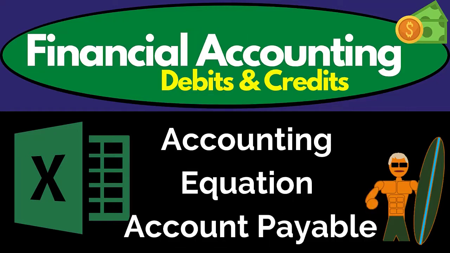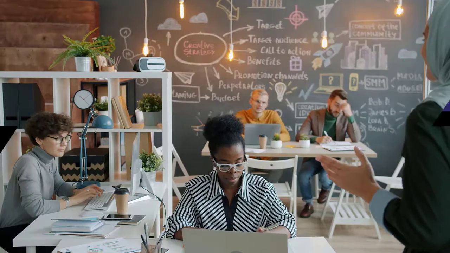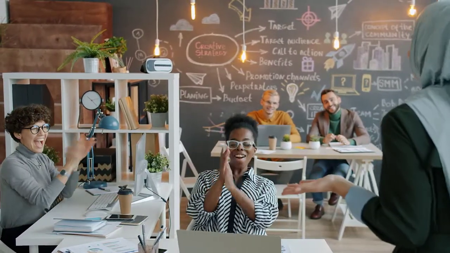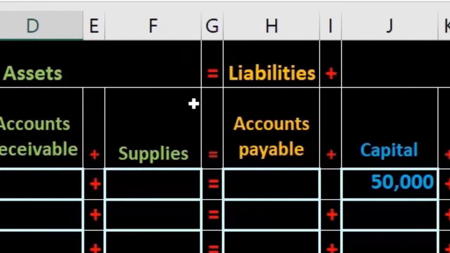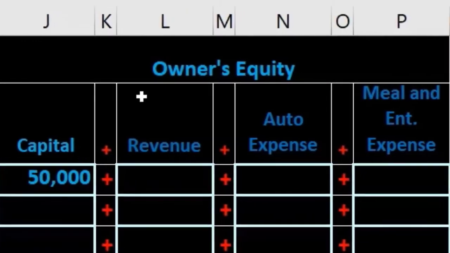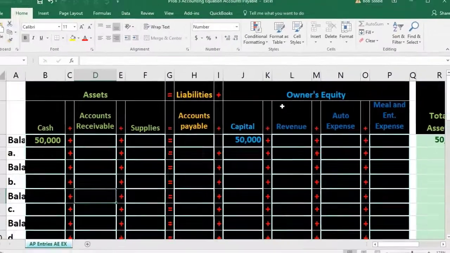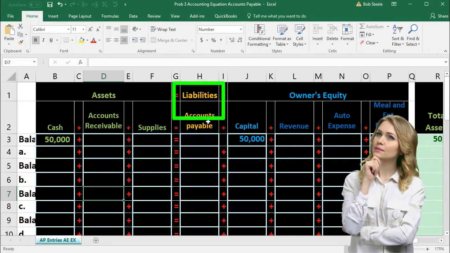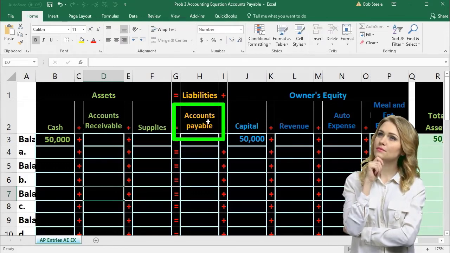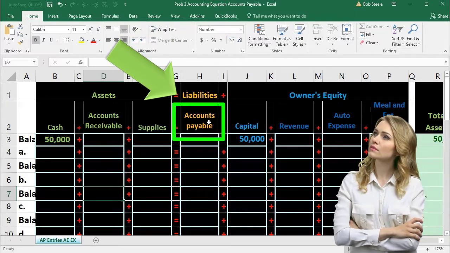Hello, in this presentation, we will be recording a problem related to the accounts payable cycle and recording transactions with regard to the accounting equation. The accounting equation is assets equaling liabilities plus owner's equity. We're going to be focusing in on the accounts payable or purchasing cycle, mainly the account of accounts payable right here, the liability account.